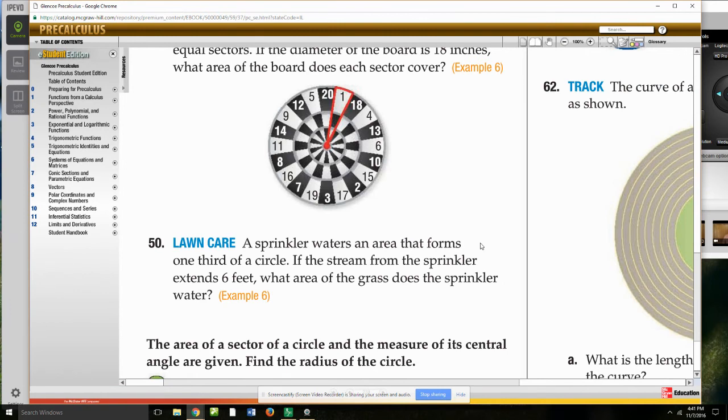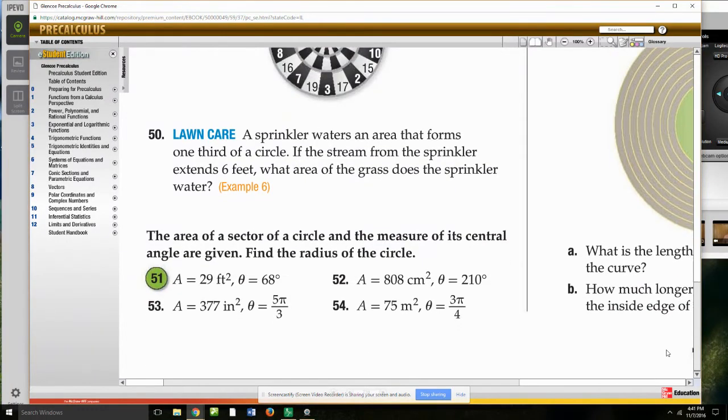A sprinkler waters an area that forms 1/3 of a circle, extends 6 feet. What area? So it's a matter of knowing what formula to use. Down here for 52 and 54, draw a picture. We're looking again at area.